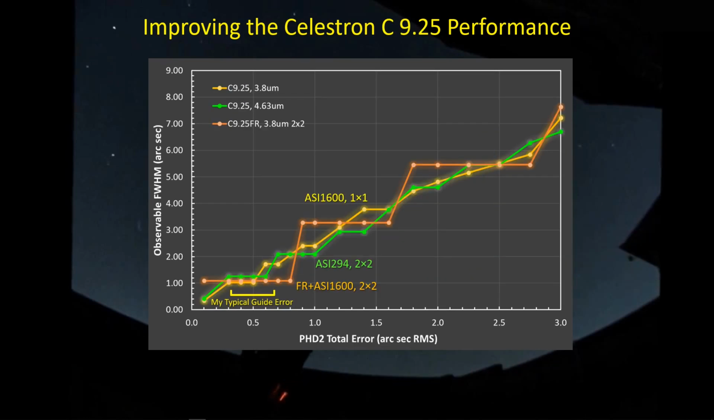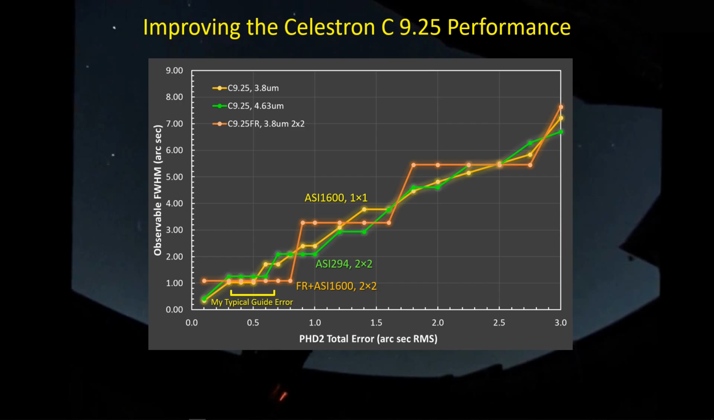The SCT is a complicated story. There are 3 lines here. Let's look at the yellow line first. That represents how I'm using the scope right now, which is no focal reducer, and I'm using my ASI 1600 in bin 1 mode. Now, you'll notice that I have potentially very good resolution down here, where more than half the light is concentrated in 1 pixel.